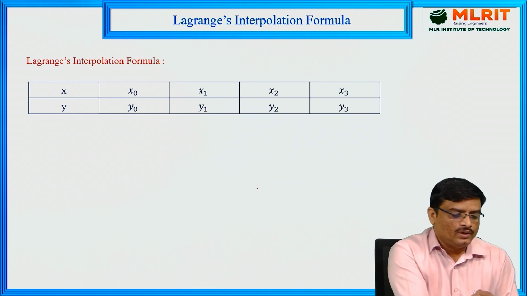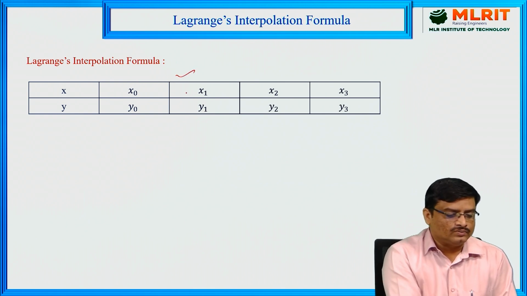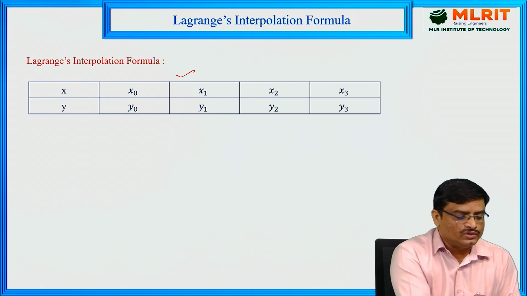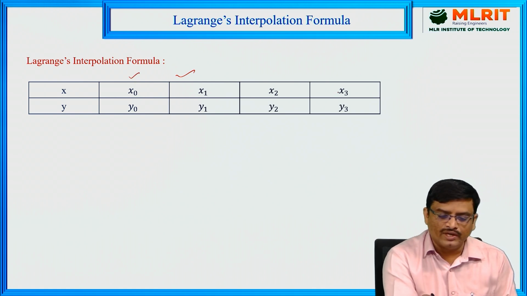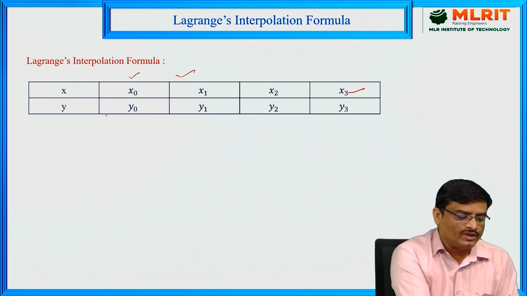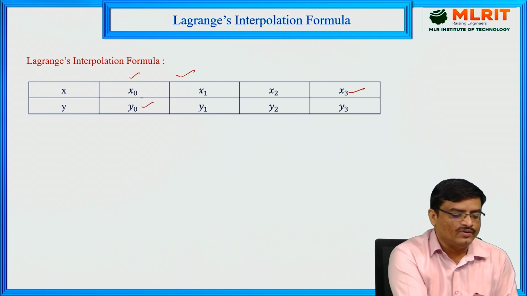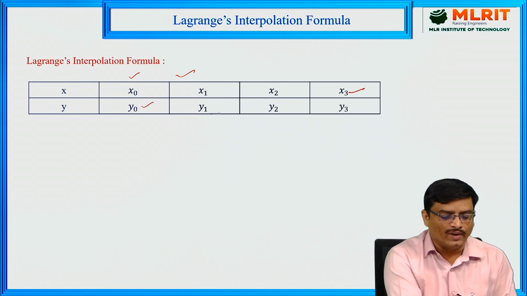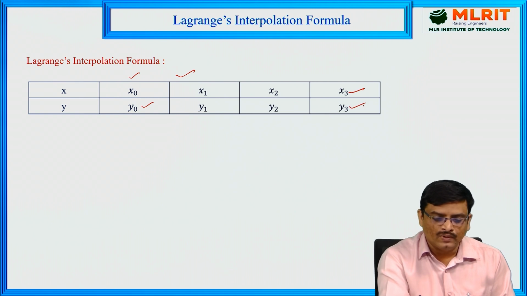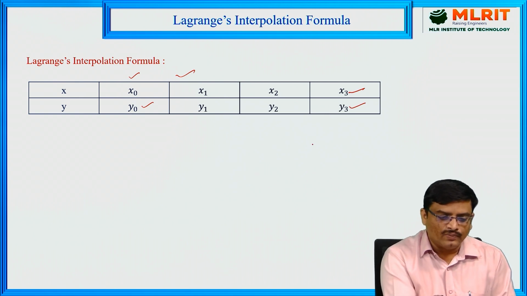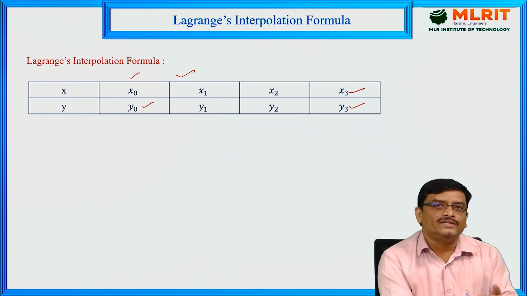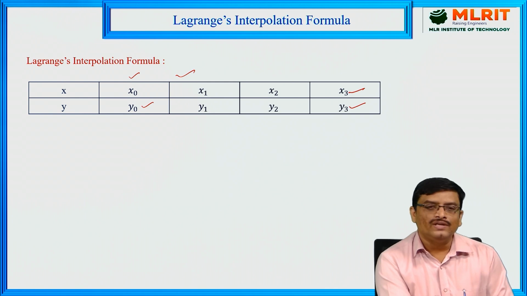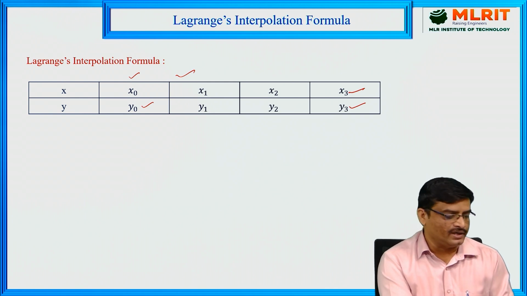So this is the data given in the problem. The x values are generally represented with x0, x1, x2, x3, and the corresponding y values are represented with y0, y1, y2, y3. For this data, we are going to write the Lagrange's interpolation formula. Now we will see how to get the formula from this data.